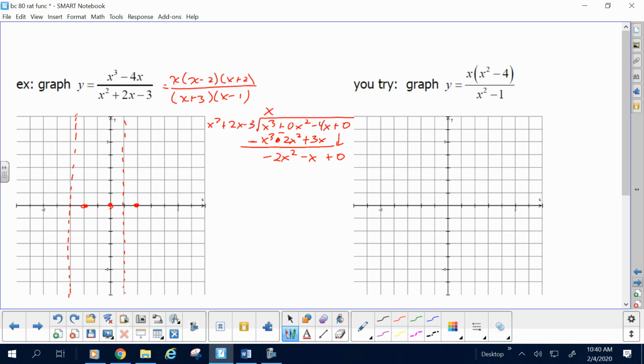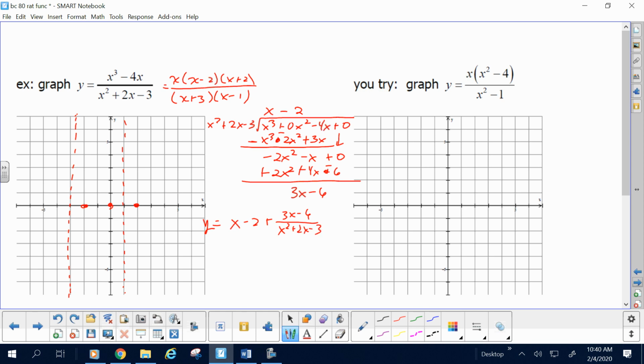All right. X squared goes into negative 2x squared how many times? Negative 2 times. Negative 2x squared minus 4x plus 6, but change signs. Draw the line. Negative 2x squared minus negative 2x squared goes away. Negative x plus 4x is 3x, minus 6. Therefore, my equivalent equation is x minus 2 plus 3x minus 6 over x squared plus 2x minus 3. Are you with me? Yes.